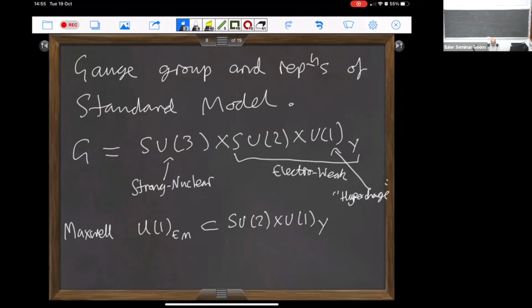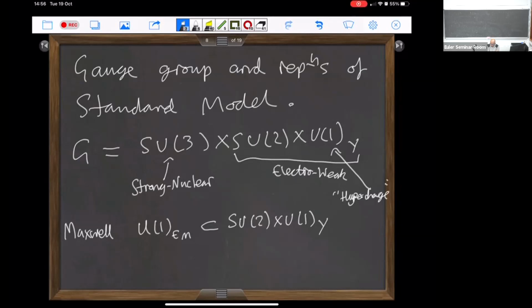Okay, so the gauge group of the standard model, at least locally, is SU3 times SU2 times U1. We've met all of these groups in different contexts during the course of the lectures. The SU3 part of the gauge symmetry is associated with the strong nuclear force, and the SU2 times U1 part is what's called the electroweak part of the standard model.